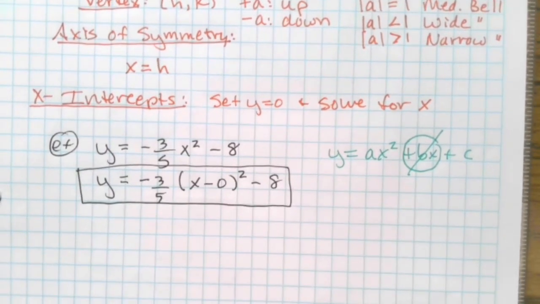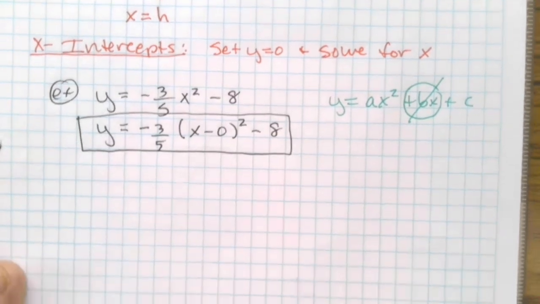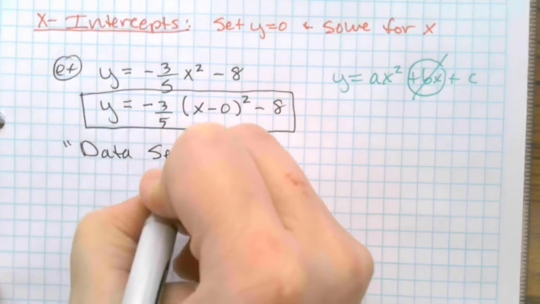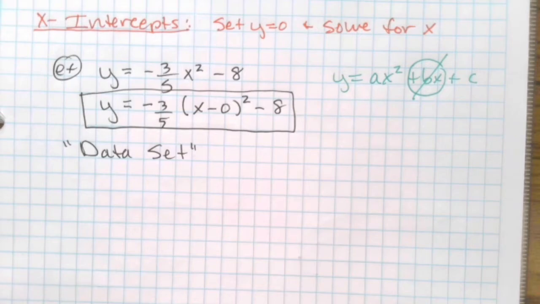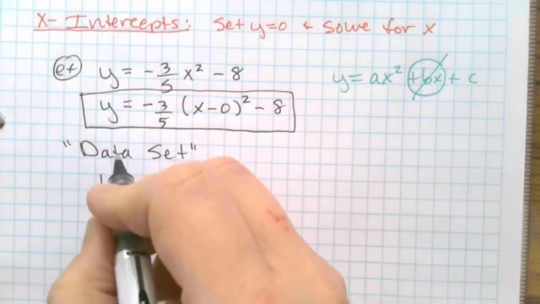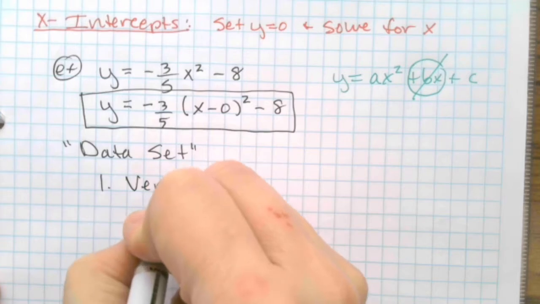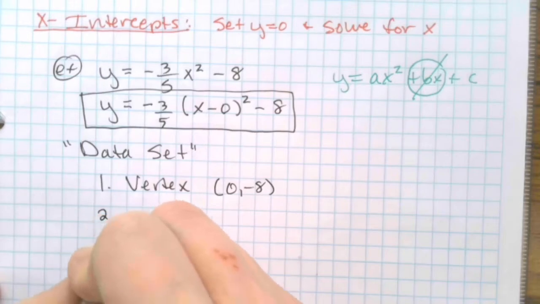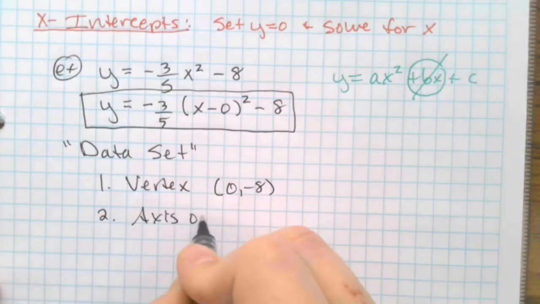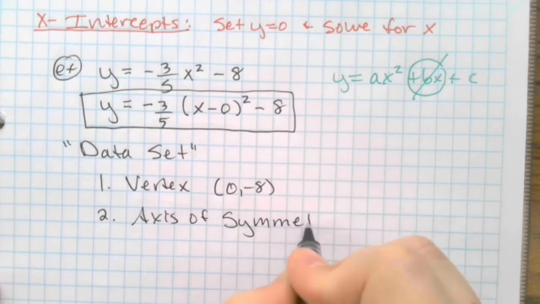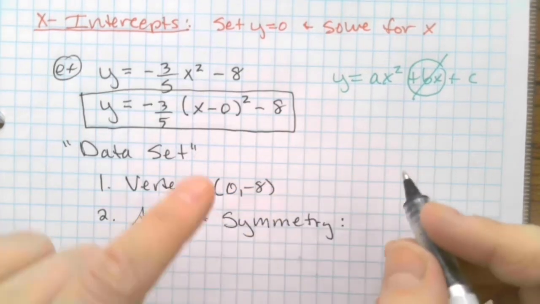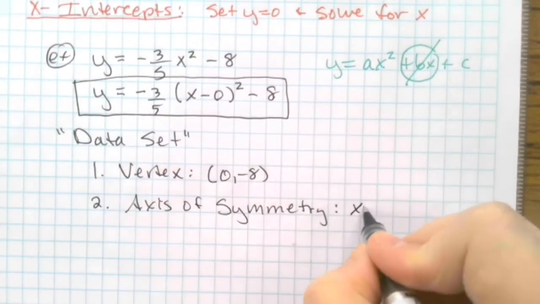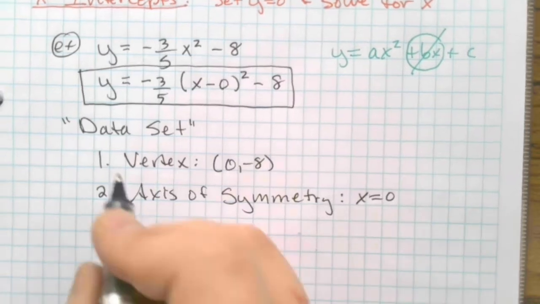So on the homework, you're going to take an equation like this. You're going to put it in vertex form, and then you're going to go through what we call the data set. Some of the worksheets, the data set is written out for you, others it is not. So here's the data set. Number 1, you need to list the vertex. So in this case, it would be 0, negative 8. Number 2, axis of symmetry. And remember, it's always x equals h. So x equals 0 is the axis of symmetry for this one.